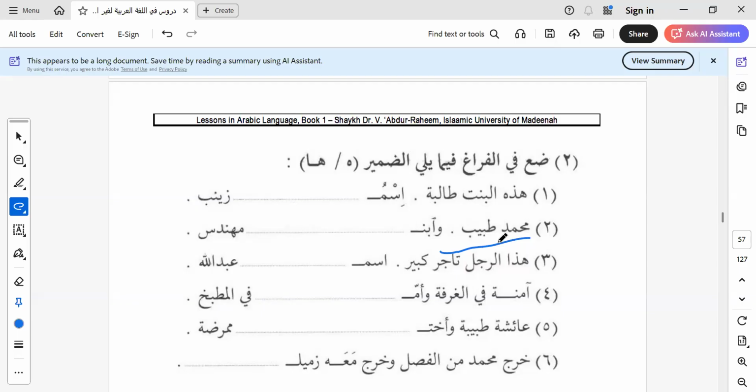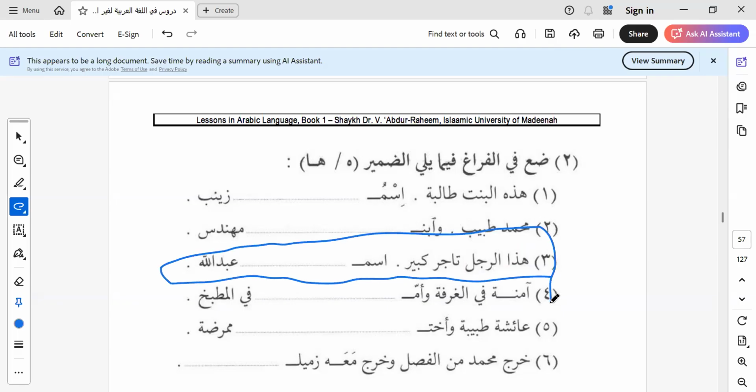Yes, هذا الرجل. Sister Muti, I need you to read this, number 3. هذا الرجل تاجر كبير اسمه تاجري. He's not Tajir. Can you pronounce it properly? Ta what? تاجري. He's not going to have a kasra.